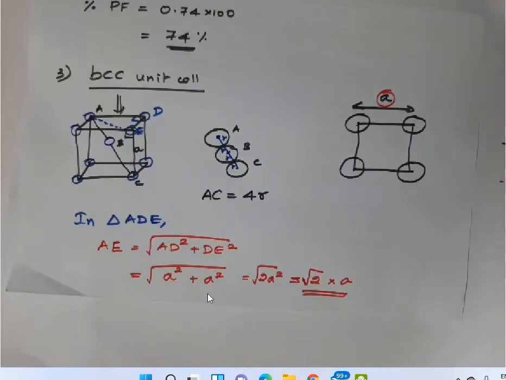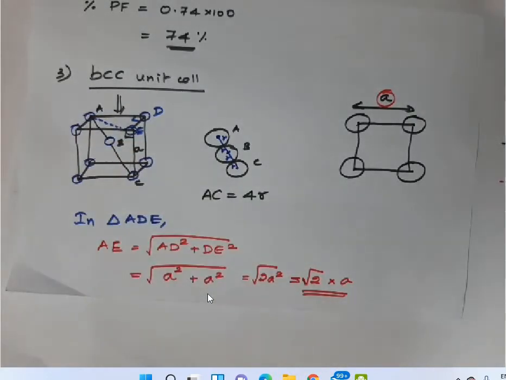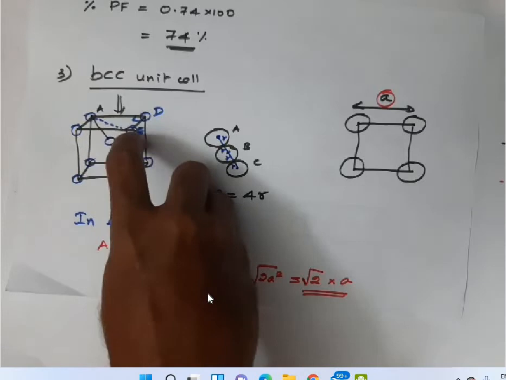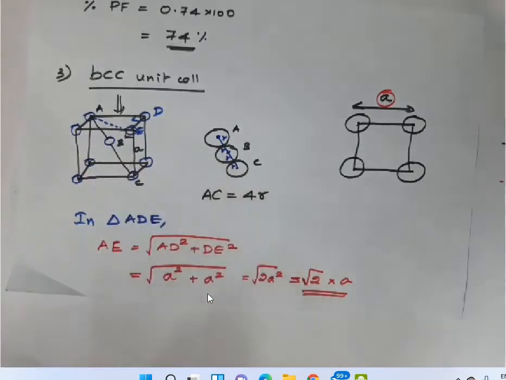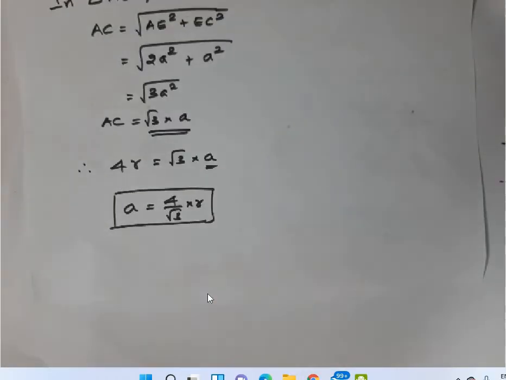So the angle should be 90 degree because AE is in one plane and EC is in another plane which is perpendicular, in the case of a cube, correct? In a cube, every face is perpendicular to each other, right? So this line AE and this line EC should be perpendicular to each other. Therefore, this angle should be 90 degree. So the triangle AEC should be a right angle triangle. So, this is the relation between A and R in the case of body-centered cubic unit cell.